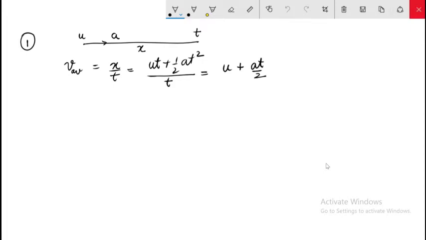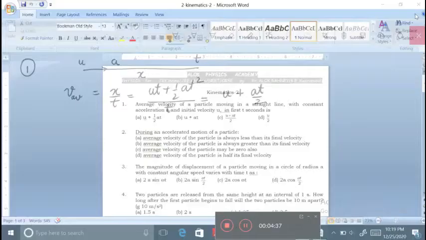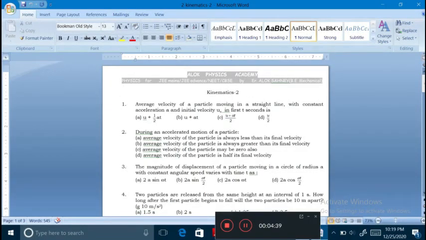Now let us go to the second question, again related to accelerated motion. During an accelerated motion of a particle, now option A, let us see whether option A is correct or not. Option A says average velocity of the particle is always less than its final velocity, right? Now this is not necessary.